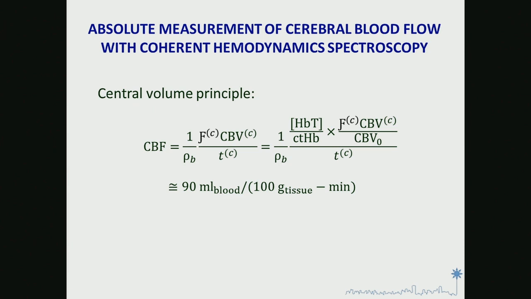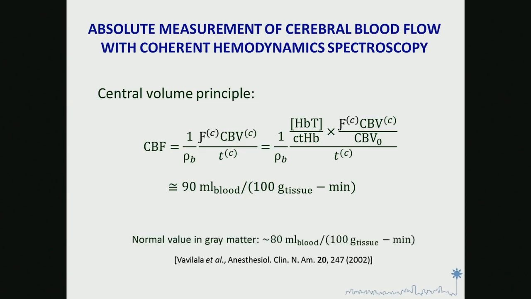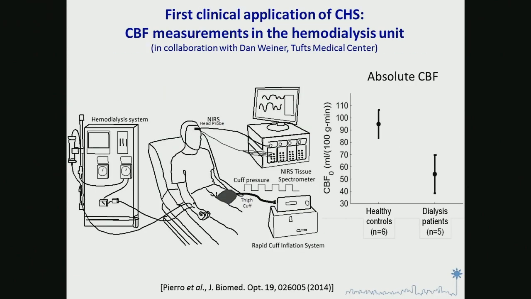And with this, in the case I reported, we obtain a cerebral blood flow of about 90 milliliters of blood per 100 grams of tissue per minute, which is comparable to the normal value in gray matter, which is about 80 in those units. So this is a method to measure absolute values of cerebral blood flow, and we have applied this in a clinical environment.